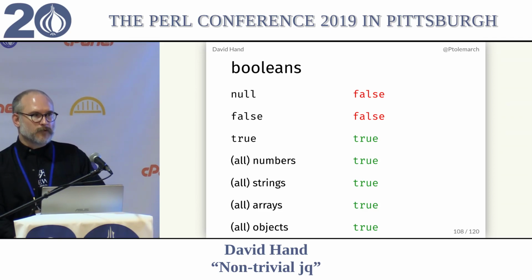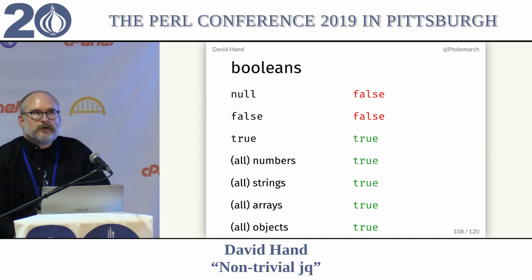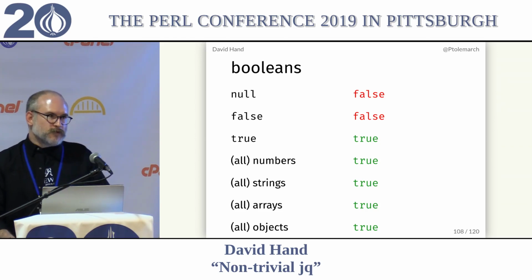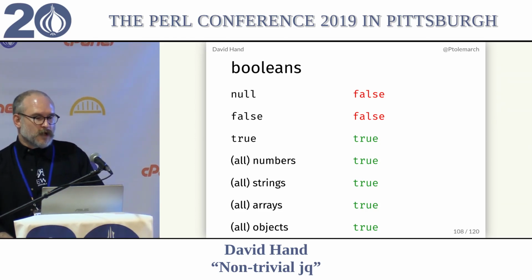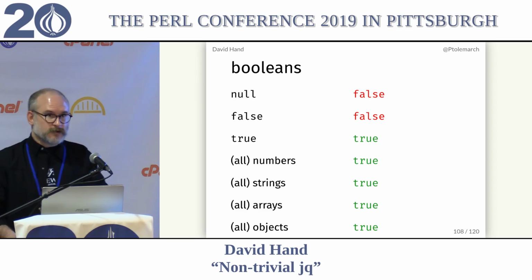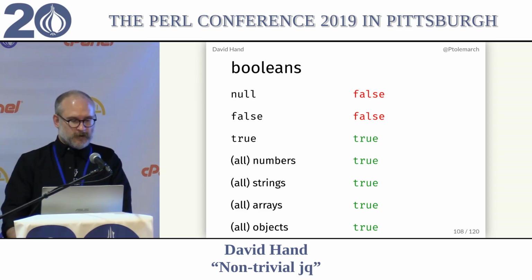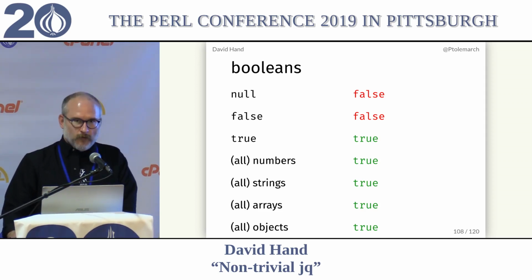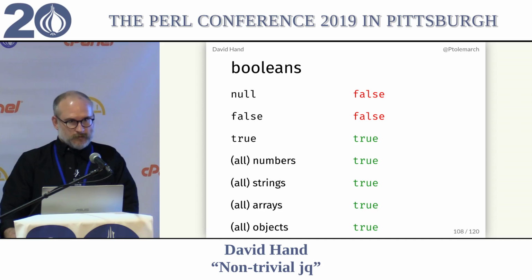So all numbers in JQ are true. All strings are true. All arrays are true. All objects are true. This includes the empty array, the object with no properties, the empty string, and the number 0. It surely includes the string "0" but true. So false is false, which, thank God, and null is false. Those are the only two false values.